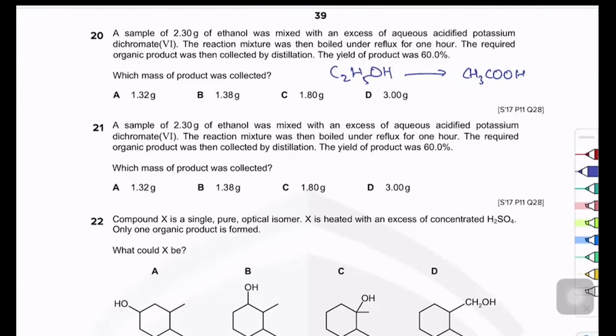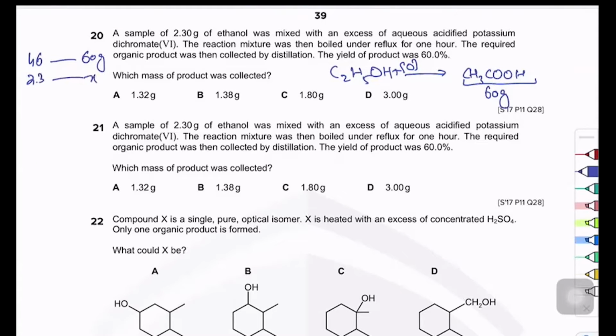This is oxidized to this. Of course, water is a byproduct. Now here the mole ratio is 1:1. So the MR of ethanoic acid is 32 plus 24 plus 4, which is 60 grams. So 1 mole should produce 60 grams, which means 1 mole of this is 46 grams. 46 grams should produce 60 grams of ethanoic acid, but 2.3 will produce X.